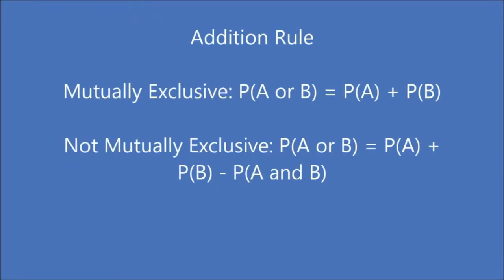The second rule is the addition rule, which refers to the probability that either event A or B will occur. If the events A and B are mutually exclusive, meaning that they cannot happen at the same time, the formula for finding probability of A or B is the probability of A plus the probability of B. If the events A and B are not mutually exclusive, then the formula is the probability of A plus the probability of B minus the probability of A and B occurring.